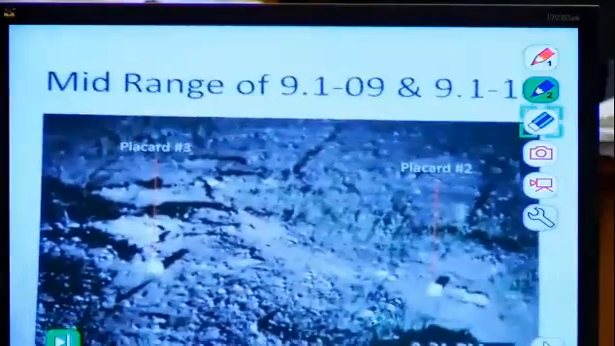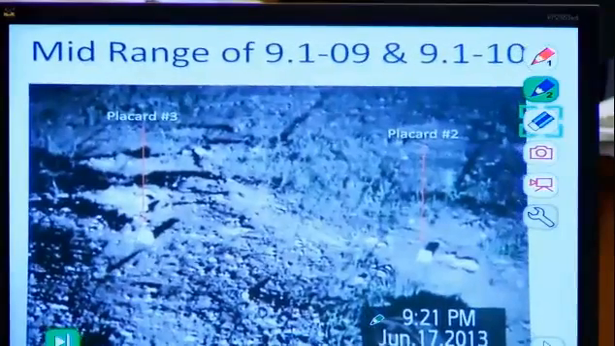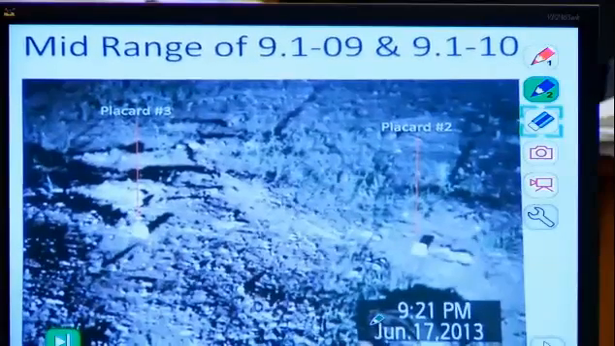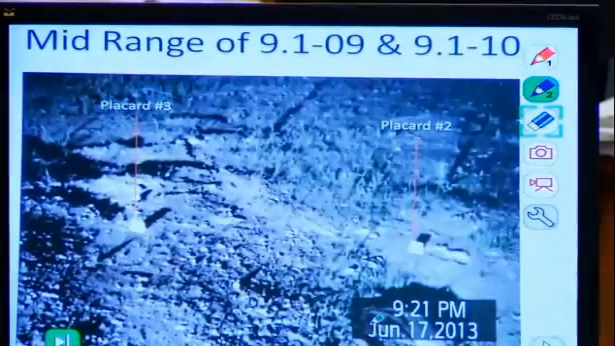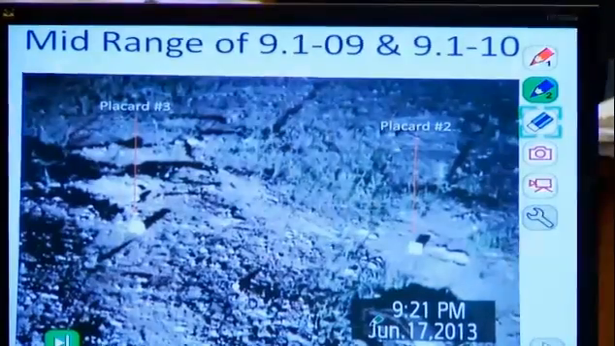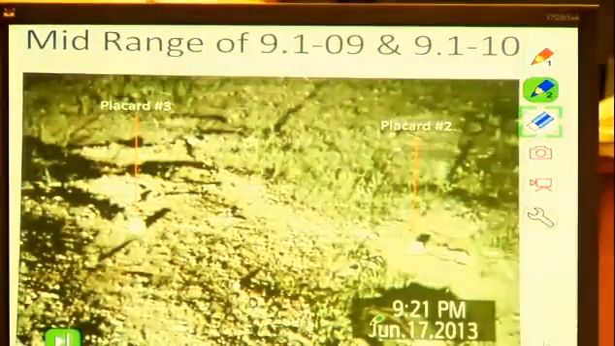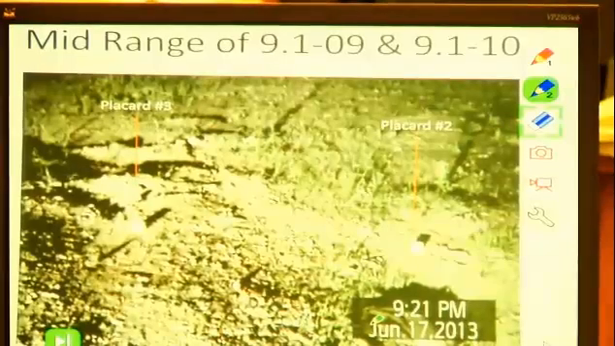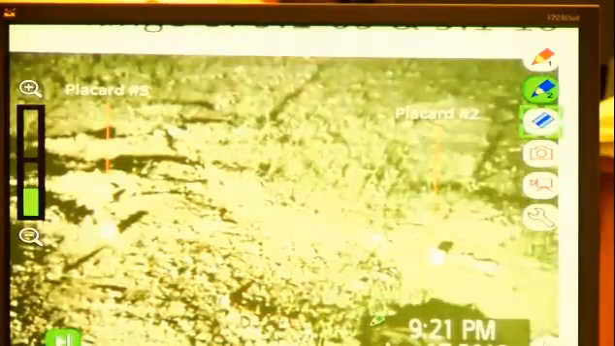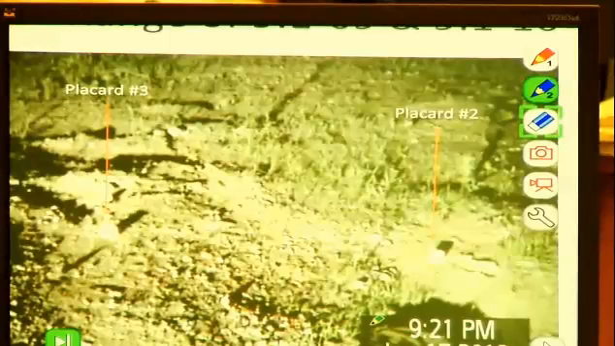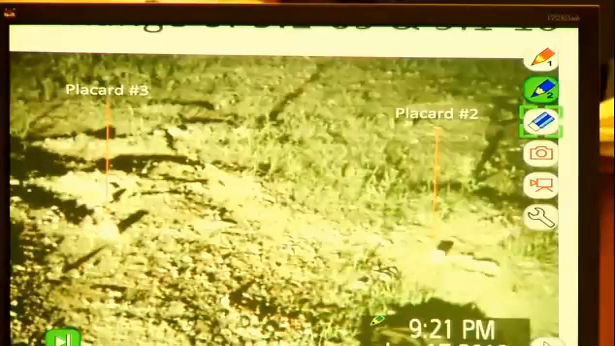I'm just going to show you what characterizes mid-range 91-09 and 91-10. Just tell us about this photograph. Yes, well, placard 3 is a little further up the hill. That's the one we're seeing to the left. It's in an area a little more rocky, a little more stones, a little more hard-packed. Placard 2 is in that area that I described as at the bottom of the hill, where sand and silt was able to drift down into that area, making it a little softer, a little more receptive to footwear impressions.